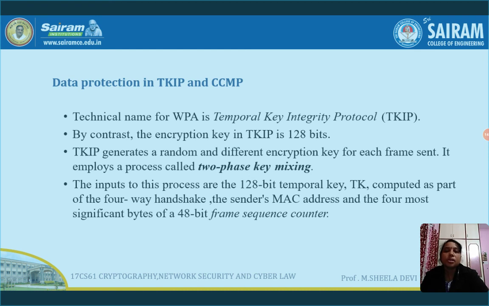TKIP generates a random and different encryption key for each frame sent. There it was the same key. So for every frame, different encryption keys are used, generating a random and long key stream. It employs a process called two-phase key mixing. The inputs to the process are the 128-bit temporal key computed as part of the four-way handshake, the sender's MAC address, and the four most significant bytes of the 48-bit frame sequence counter.